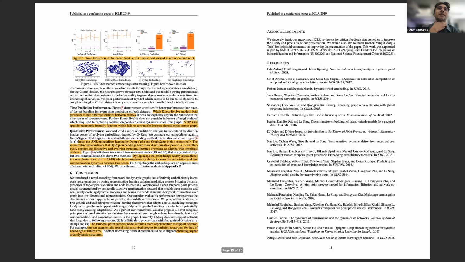And then they compare their method in terms of t-SNE, like how much it separates the points, the nodes in the graph. Their argument is that if you look at GraphSage versus DyREP, you can see a lot more clusters. But I was thinking to myself, are these meaningful clusters?